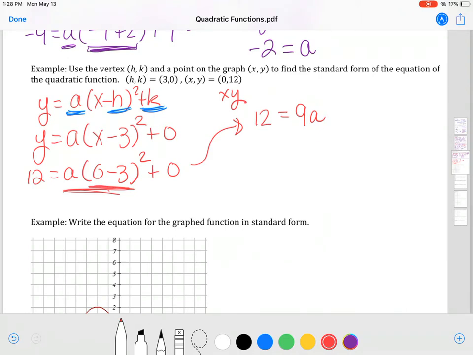Now I'm going to divide both sides by 9, which I can reduce to 4/3. So my a is 4/3. So my final answer is going to be y is equal to 4/3, that's my a, then x minus 3 squared plus 0.